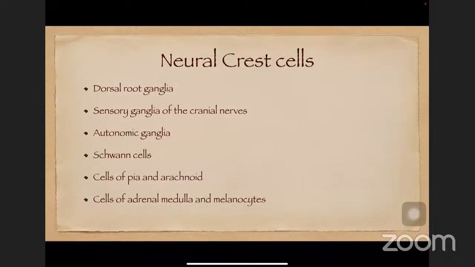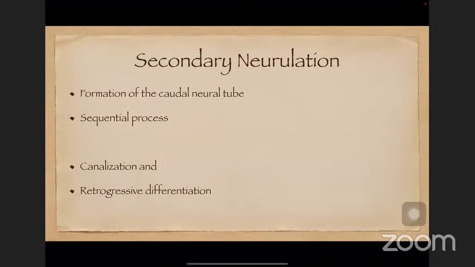Now, what is the role of the neural crest cells? They formulate other parts of the nervous system, which essentially are dorsal root ganglia, sensory ganglia, and autonomic ganglia, Schwann cells, cells of the pia and the arachnoid, and the cells of the adrenal medulla, plus the melanocytes. So that was the primary neurulation, and then we come to the secondary neurulation.